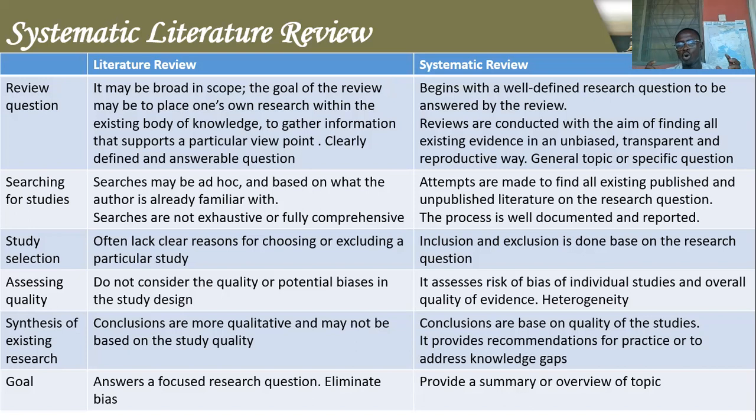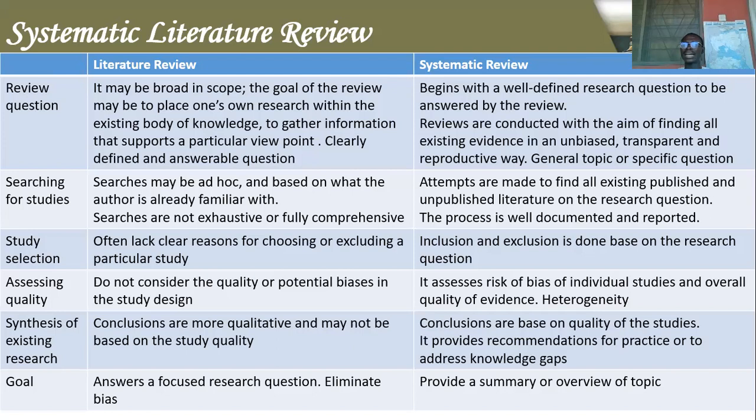Then lastly, we look at the goal of the literature review, that's the traditional one. That one provides a summary or overview. What we are saying is that the goal of a literature review is just to provide answers or maybe just summarize a theme or a phenomenon. But with a systematic review, the goal is to summarize and synthesize the ideas or the findings that we have in our study and also help us to answer the research question of the study. So here, the key thing comes back to the review question, which begins the study when you talk about the systematic review.